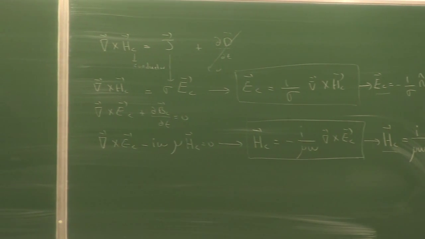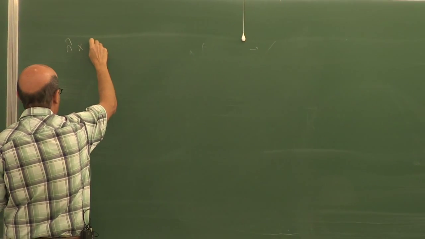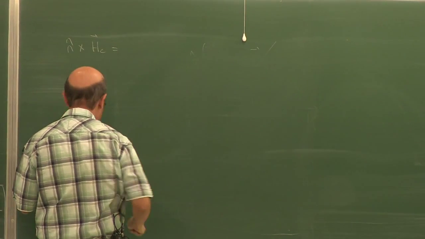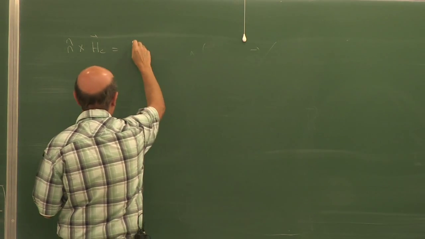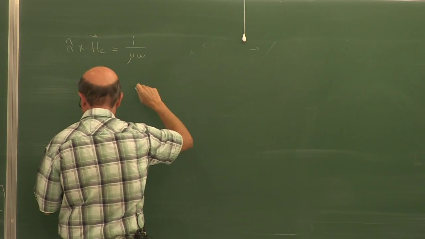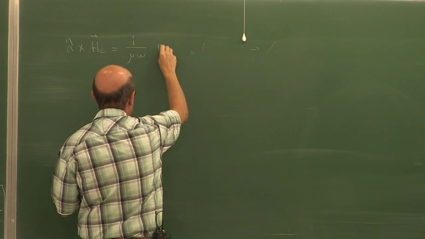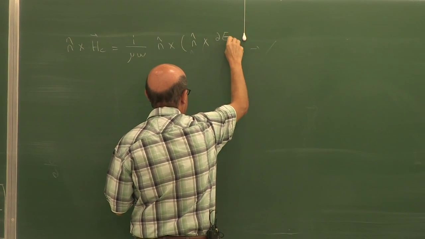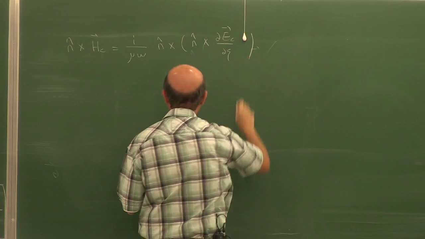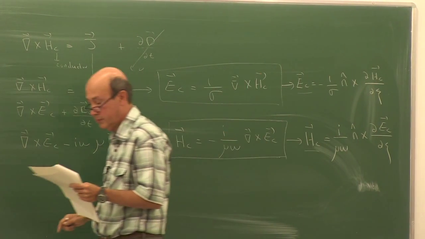So take the n cross of H. The n cross of H will be what? i over mu frequency of the wave, n cross del E over del Xi. You have H here, you take the n cross of H. Let us go one more step.